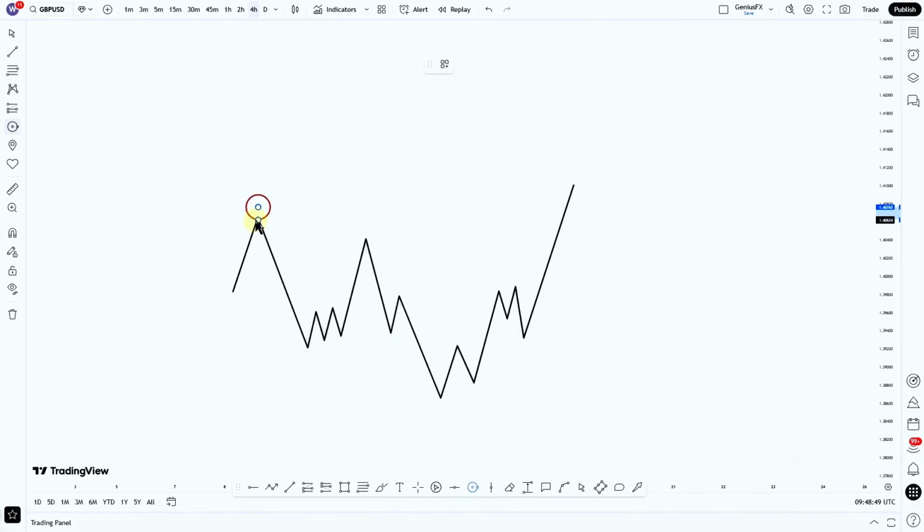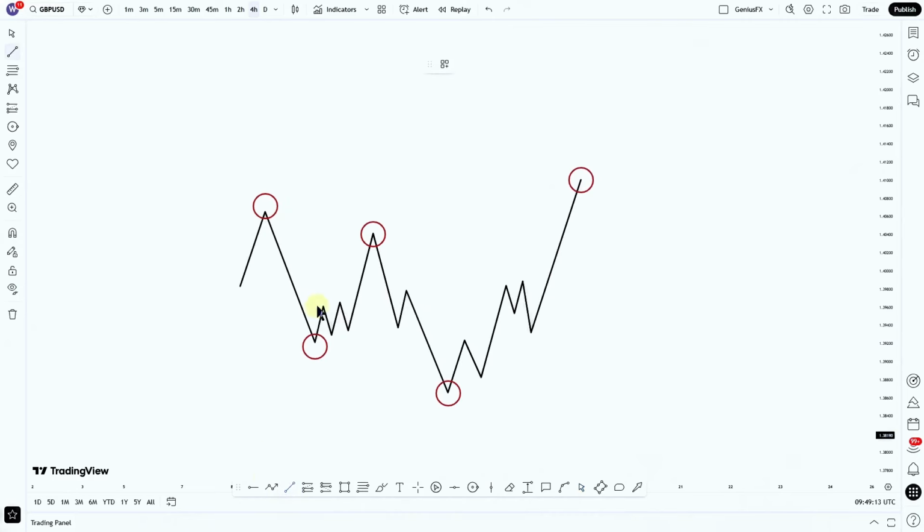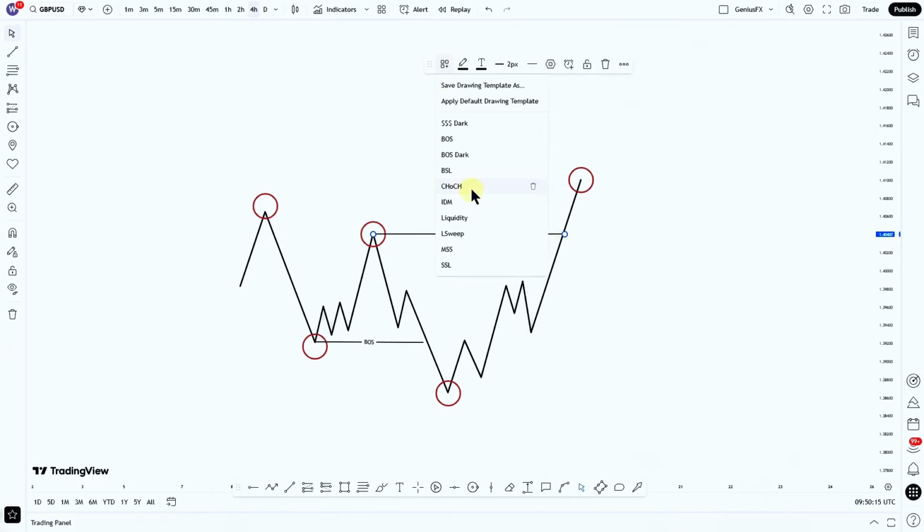You mark out your major swings, your breakout structures, and your market structure shifts. We have a high up there, a low, a high, a low, and then another high. And then we have a breakout structure here, and a change of character up there. This gives you the bigger picture of the market. No guessing, no trading blindly.